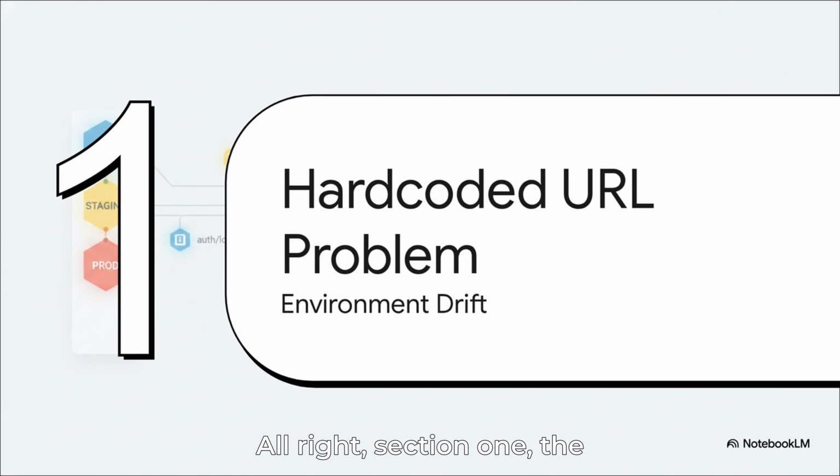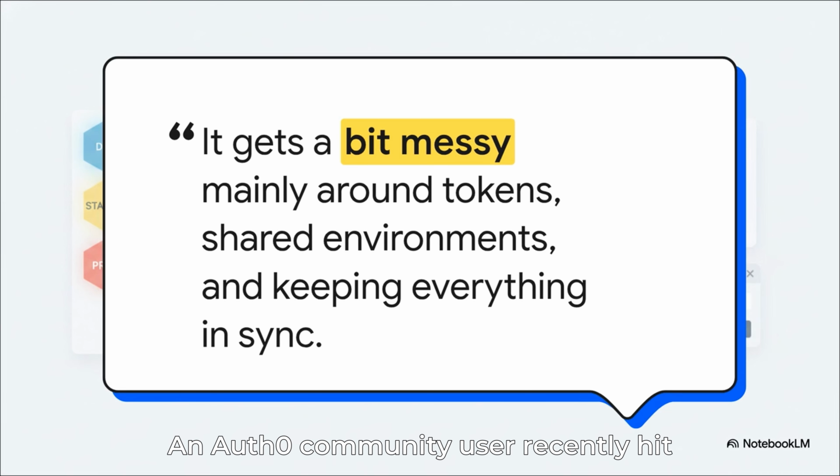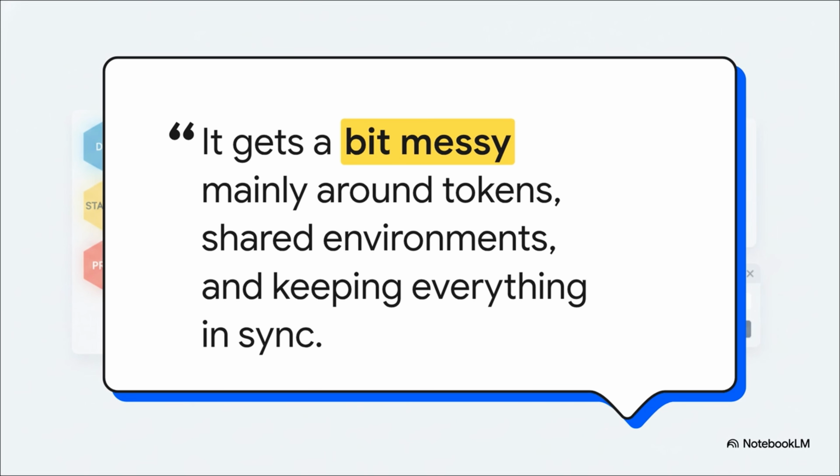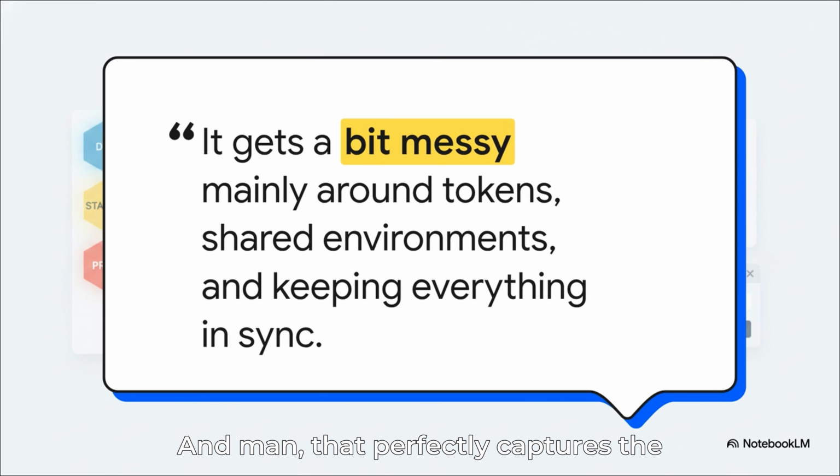All right, section 1, the hard-coded URL problem, or as we all know it, environment drift. An Auth0 community user recently hit the nail on the head. They wrote, "For a 2 to 3 dev setup, it gets a bit messy over time, mainly around tokens, shared environments, and keeping everything in sync."